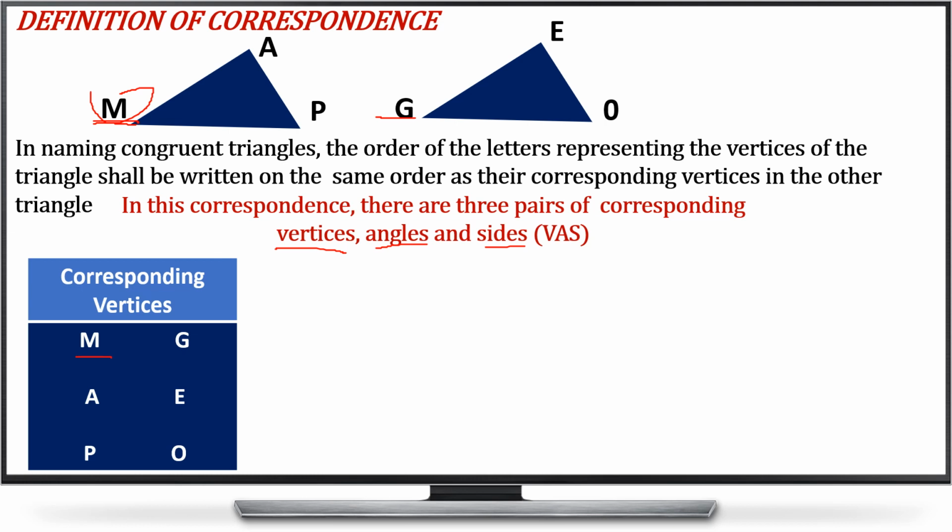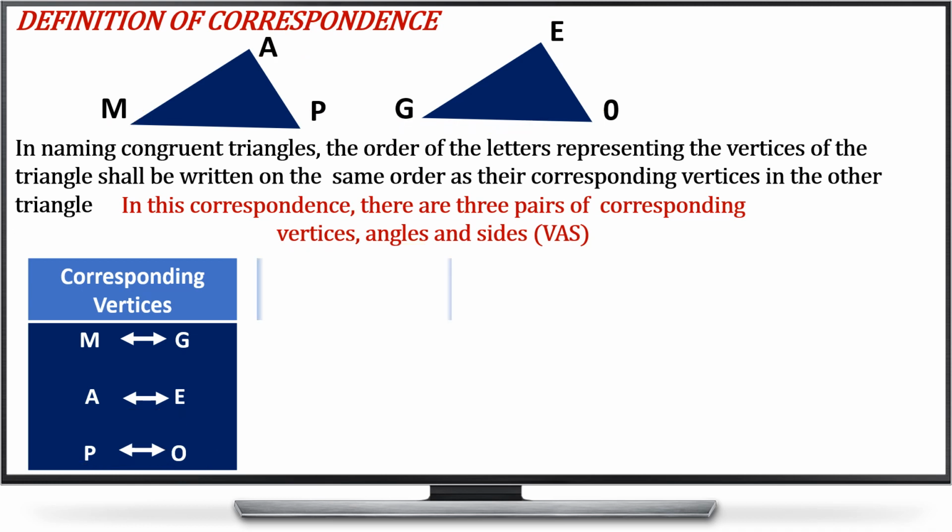Kaya, ang basa natin dito, vertex M correspond to vertex G. Again, this is vertex M correspond to vertex G. Vertex A correspond to vertex E. Ito po yun. And we have vertex P correspond to vertex O. So, silang dalawa. Magkaka-partner po sila.